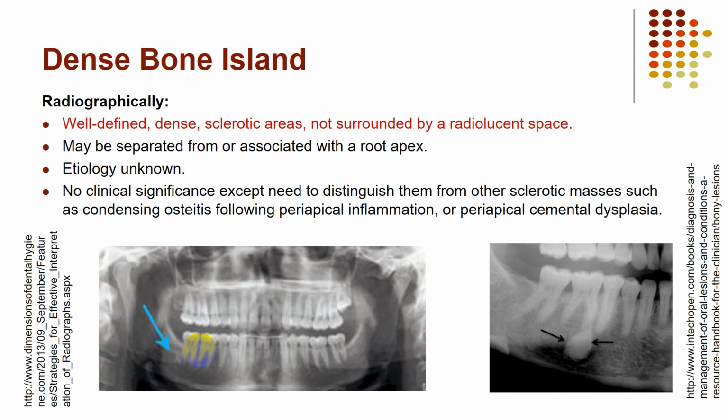It is a well-defined, well-demarcated sclerotic area, not surrounded by a radiolucent space. This is very important. It may be separated or associated with the root apex, and there is no clinical significance except that you want to distinguish them from sclerotic masses like condensing osteitis arising from periapical inflammation or periapical cemental dysplasia, so they will enter your differential.